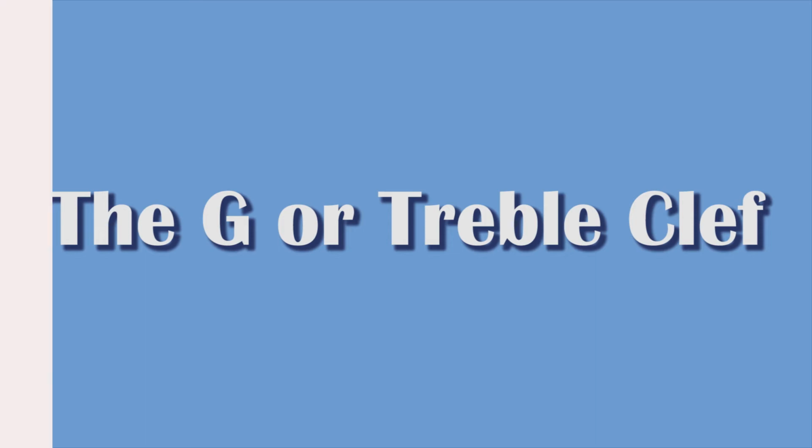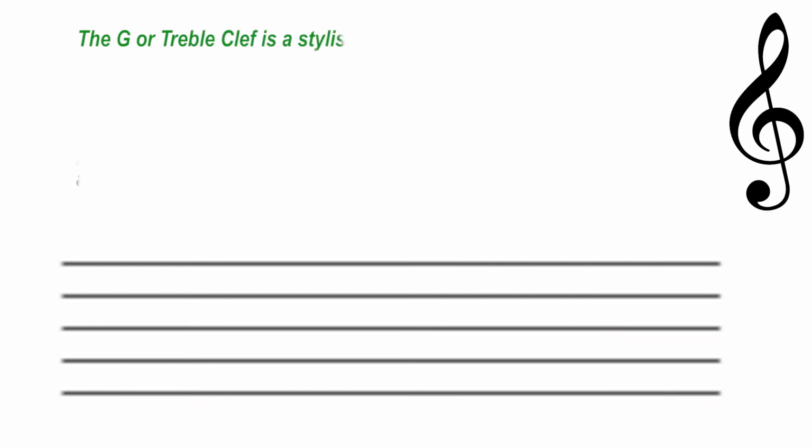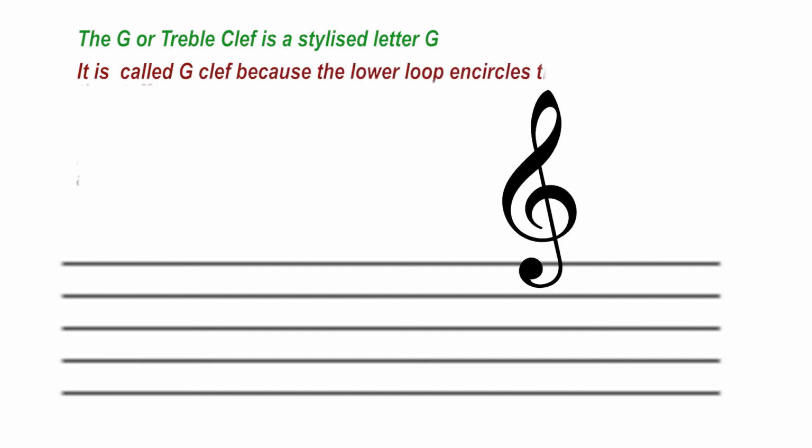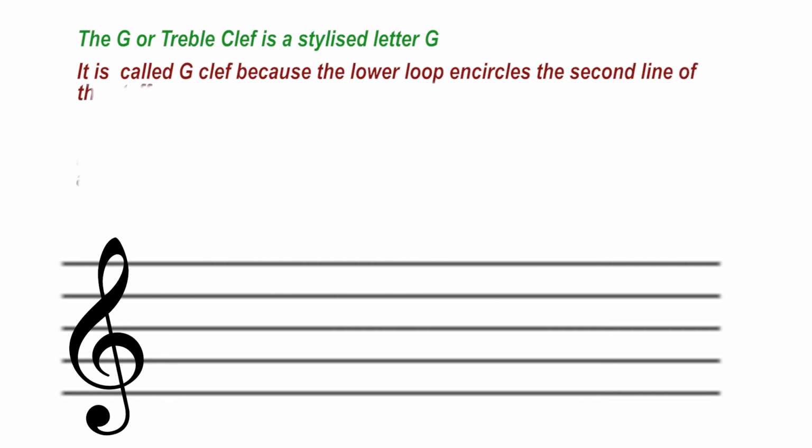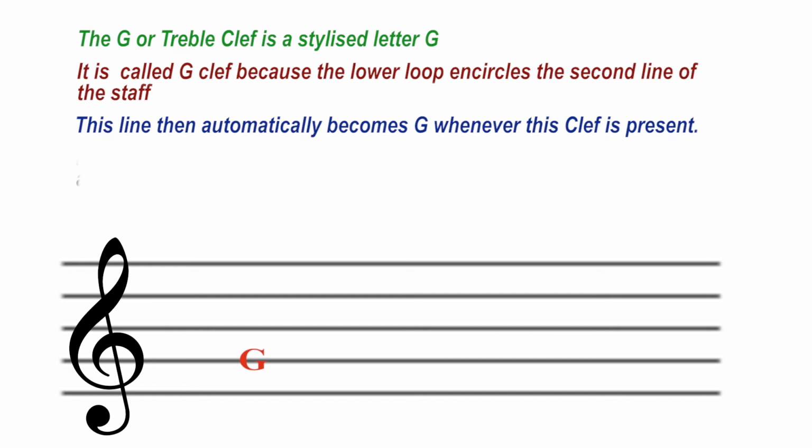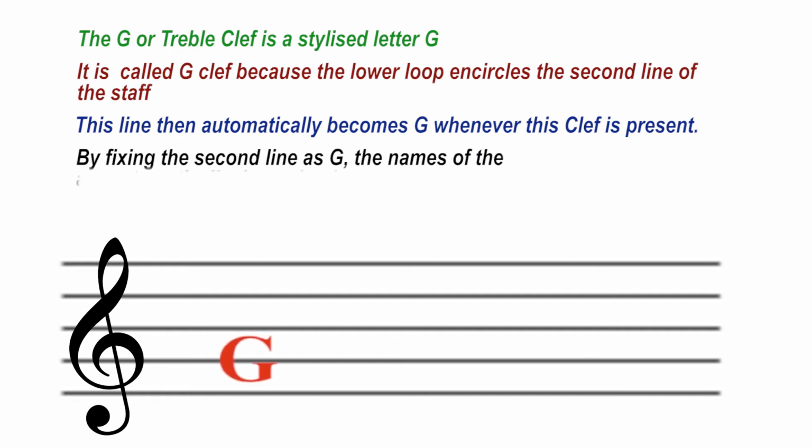The treble clef. The treble clef, which is also called the G clef, is a stylized letter G. It is called G clef because the lower loop encircles the 2nd line of the staff, and this line automatically becomes G whenever this clef is present. By fixing the 2nd line of the staff as G, the names of the other lines and spaces are determined.